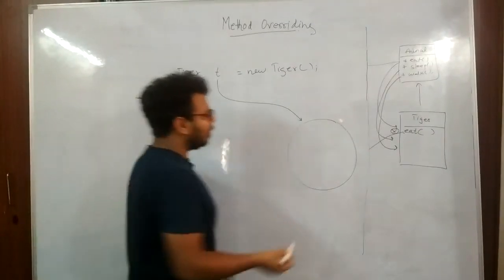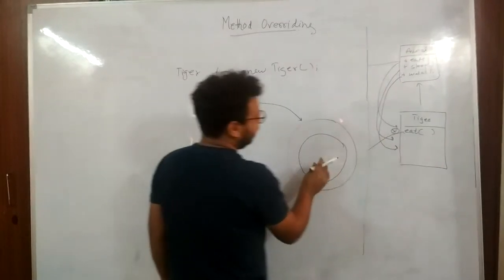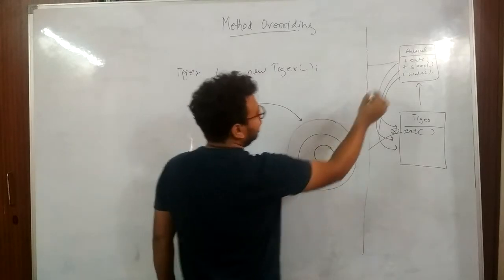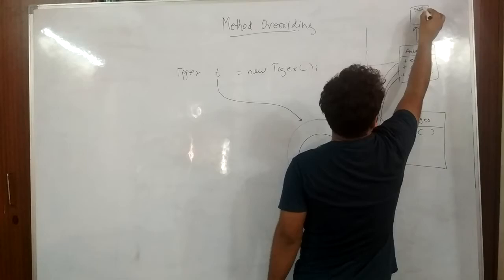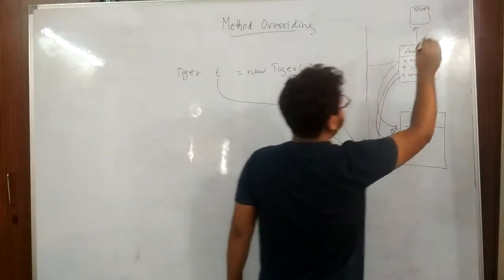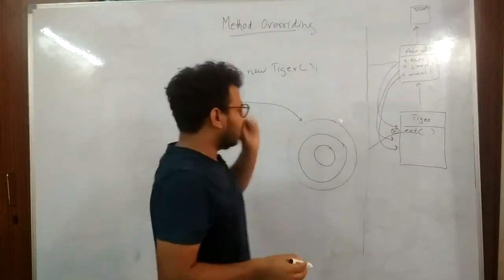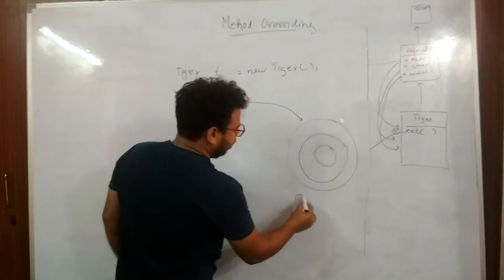But remember what I had told you, that this will have its parent class portion also, that is the animal portion here. And since Animal automatically inherits from the Object class, the object portion will also be available to this tiger object.